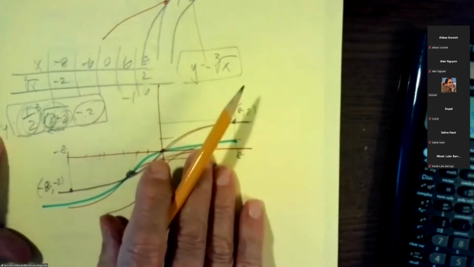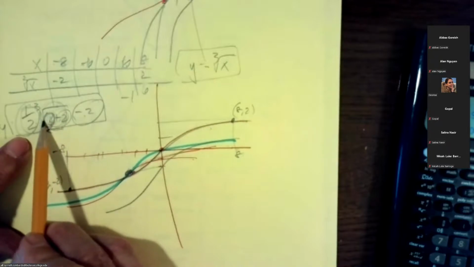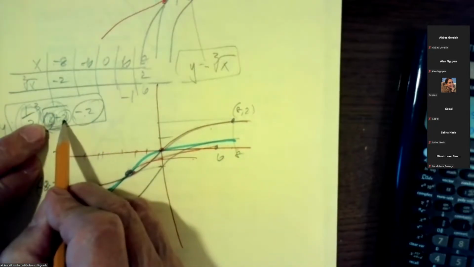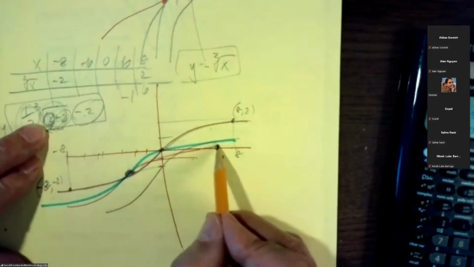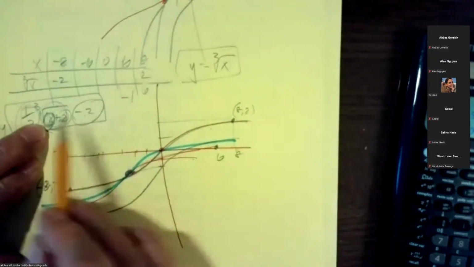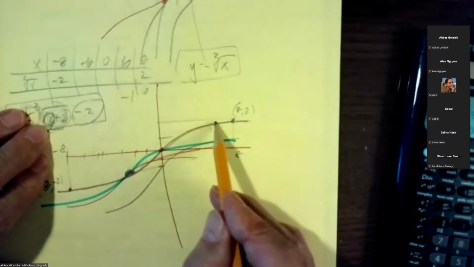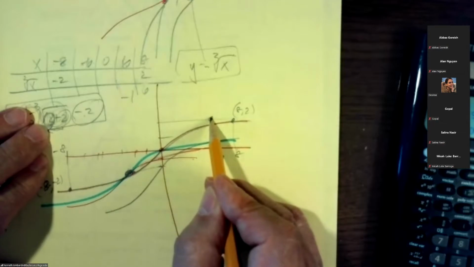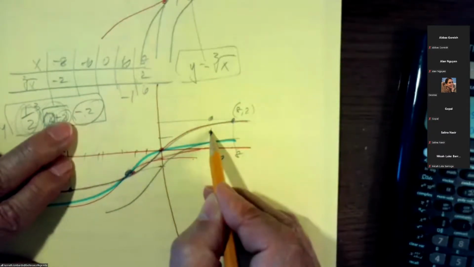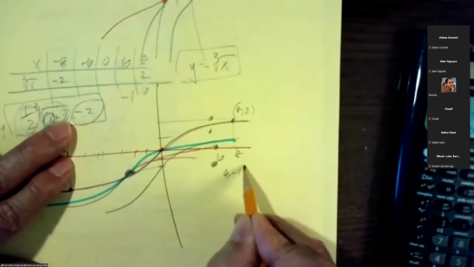What I tend to do is see if I can get this thing to be some sort of a whole number. So if I say x is 6, 6 and 2 is 8, and I can take the cube root of 8. So if I go out here to 6, and then I take the cube root of 6 plus 2, that's 8. And the cube root of that is 2. So that means I go up 2. So I'm sitting here. And then I take half of that. So I'm sitting at 1. And then I subtract 2. So now I'm down here. So I'm at 6 and negative 1 for this point.